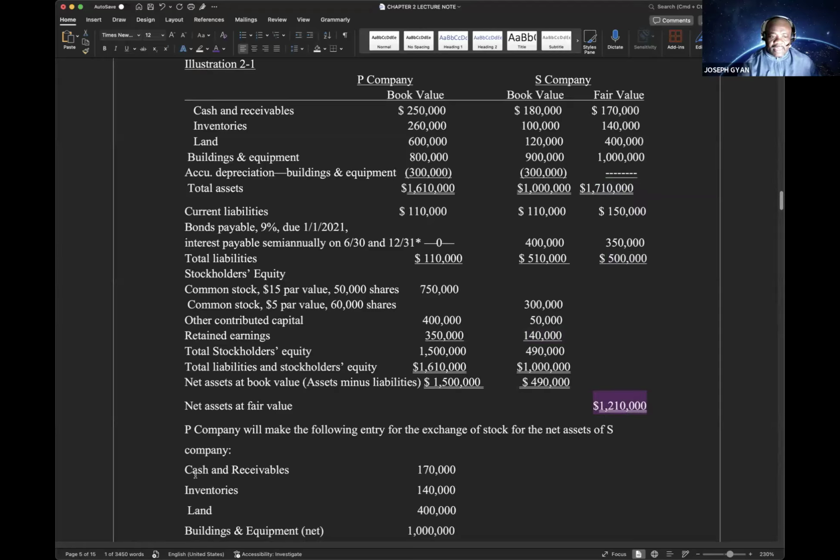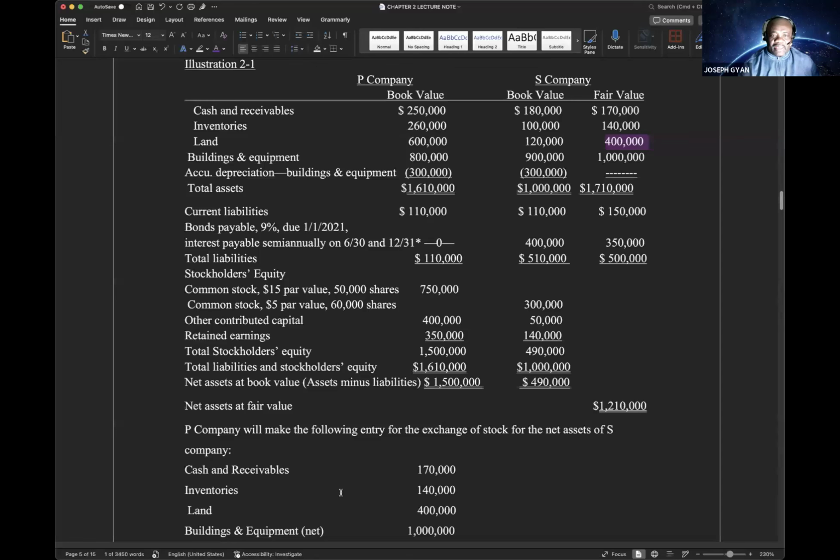So if you look at the assets, they have cash and cash equivalents. We didn't use the 180 because the market value of the cash and the receivable is now 170. So we need 170, not the 180. Remember the new rule, all assets and liabilities should be valued at fair value or market value on the day of the acquisition. We have the inventory, which is no longer 100, it is now 140. We also have the land, which is no longer 120, it is now 400,000.